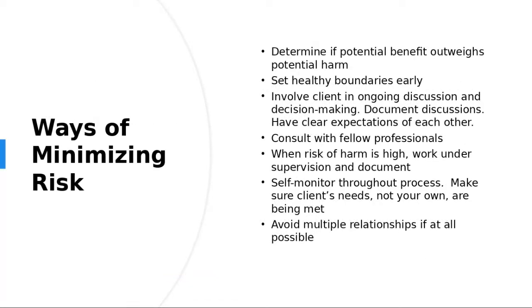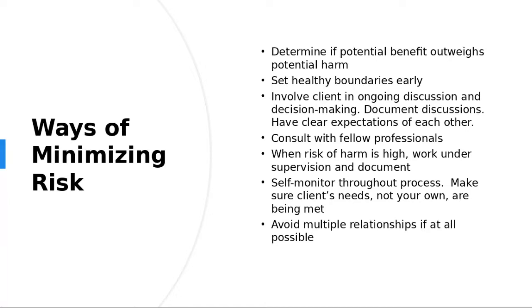So how do you minimize the risk of multiple relationships? First, determine if the potential benefits outweigh the potential harm. The only reason to ever enter into this type of relationship would be there are potential benefits that outweigh the harm it could possibly cause. Set healthy boundaries early. Make sure that you all know what to expect of each other in the context of every relationship that you have.